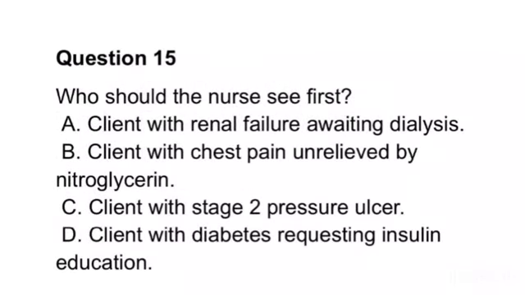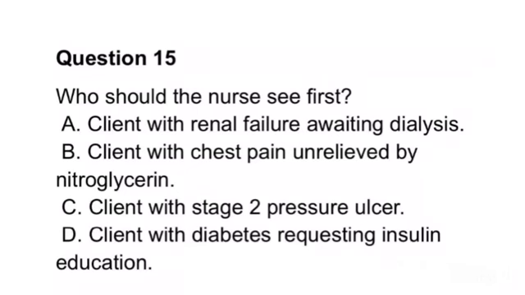Question 15. Who should the nurse see first? A. Client with renal failure awaiting dialysis. B. Client with chest pain unrelieved by nitroglycerin. C. Client with stage 2 pressure ulcer. D. Client with diabetes requesting insulin education. Answer: B. Chest pain unrelieved by nitro. Rationale: indicates ongoing ischemia equals MI risk. Strategy: unstable angina over chronic issues.